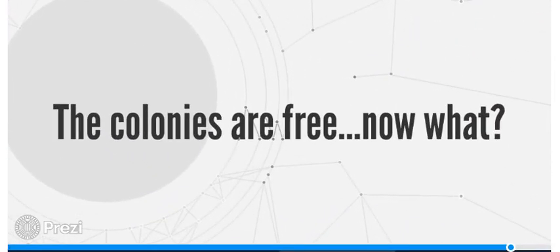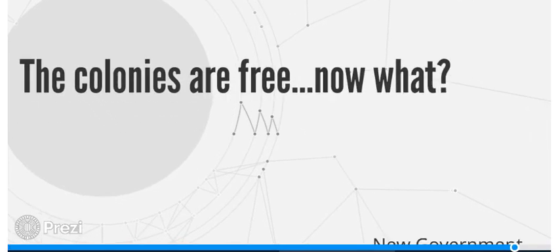So basically, the colonies are free. Now what? On the first bullet on your note sheet, let's go ahead and write down: must make a new system of government. Must make a new system of government.